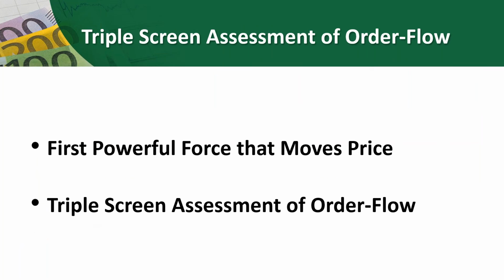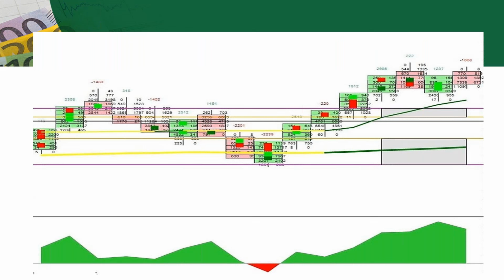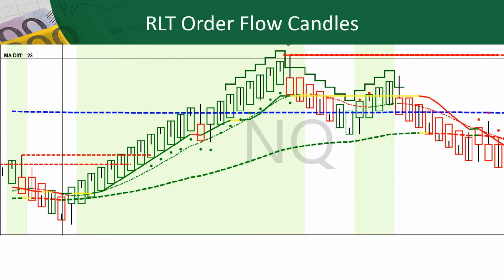So the first powerful force that moves price is triple screen assessment of order flow. And yes, I know most people think of order flow as these order flow candles with the numbers on the top, the numbers on the bottom, inside, the right side, the left side, upside down, sideways, and backwards, right? You cannot make good trading decisions trying to figure out what these bars are doing, especially when the markets are moving fast. So what we did was we came up with our own order flow candles, which are super simple to read. And this is how I think about them.